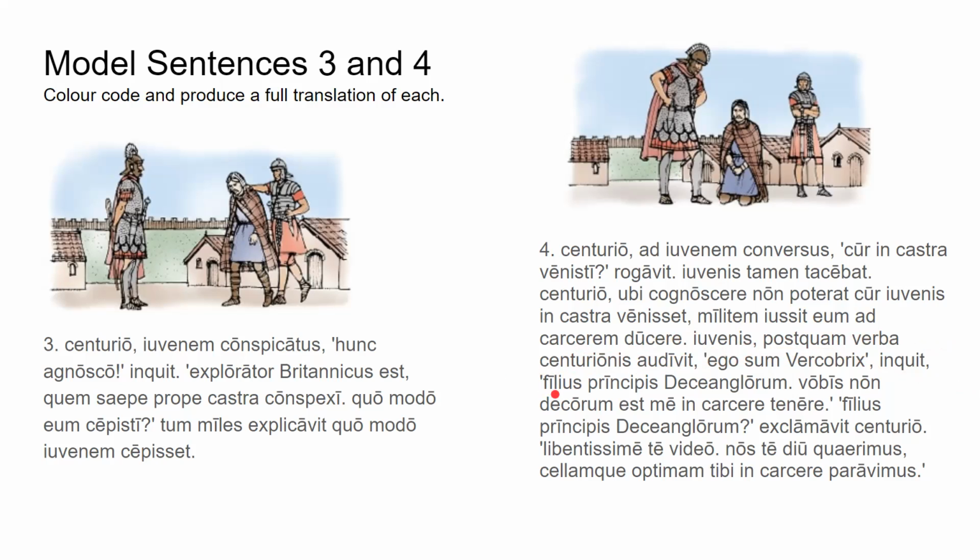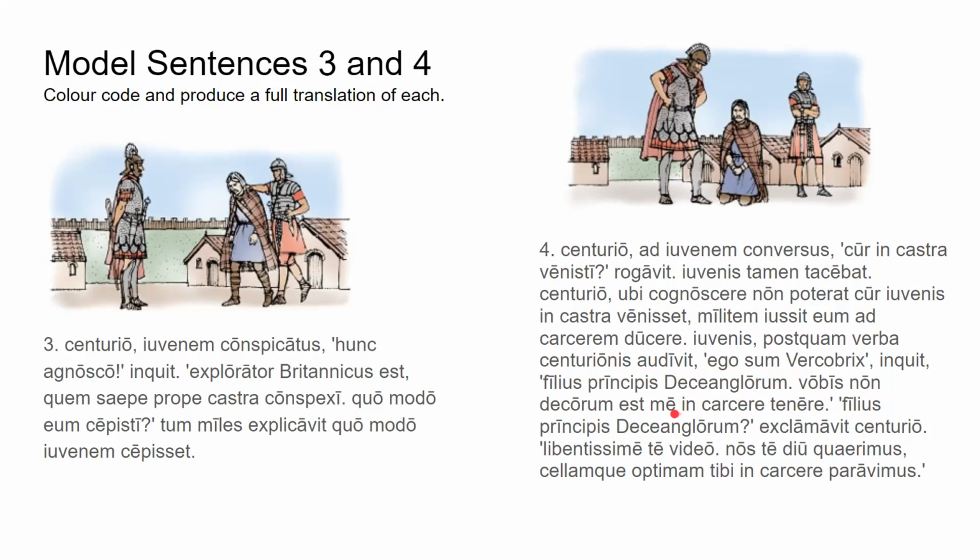The son, this is by the way an appositional phrase to Vercobrix, the son, principis, of the king, of the chief, Decianglorum, of the Decianglii. So we have this noun in apposition to Vercobrix. So he is the son, and then he's the son of whom? Possessive genitive, son of the prince. And then what kind of chieftain is he? He's the chieftain of the Decianglii. So we get two separate genitives there.